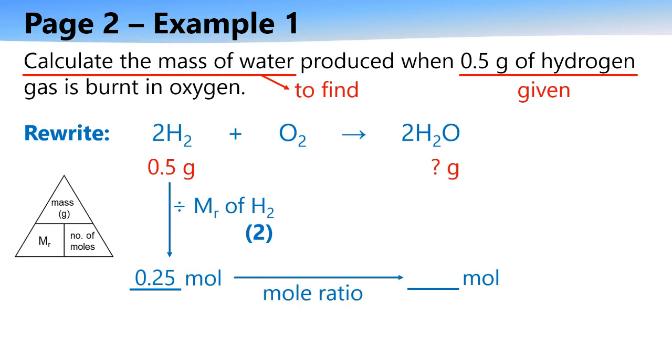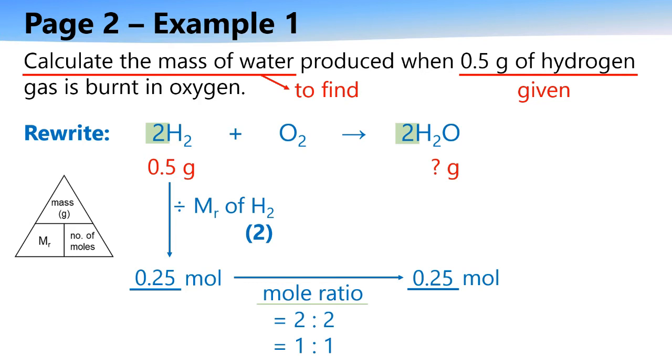Okay, so we need to use the mole ratio. The mole ratio refers to the coefficients of the substances in the equation. In this case, comparing hydrogen and water, we have 2:2, which you can simplify as 1:1. So if I have 0.25 moles of hydrogen and the mole ratio is 1:1, how many moles of water will I get? Since the ratio is 1:1, I will also get 0.25 moles of water.